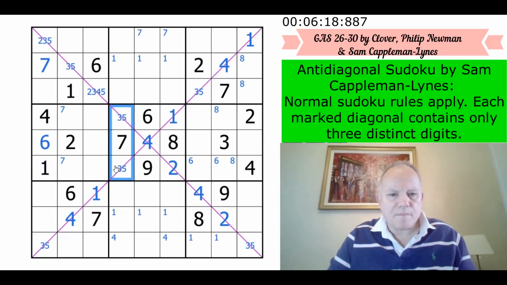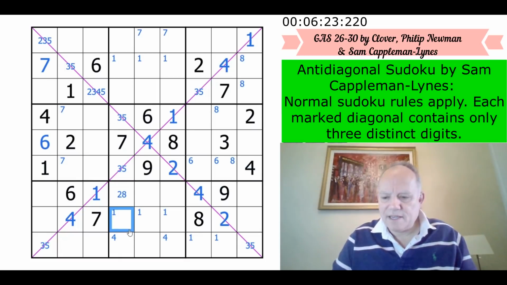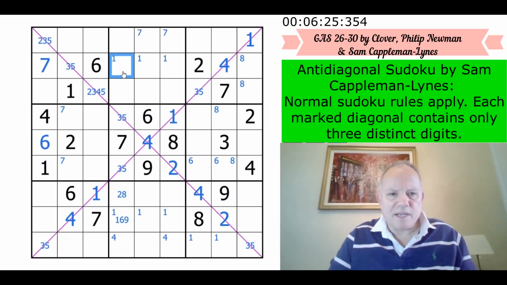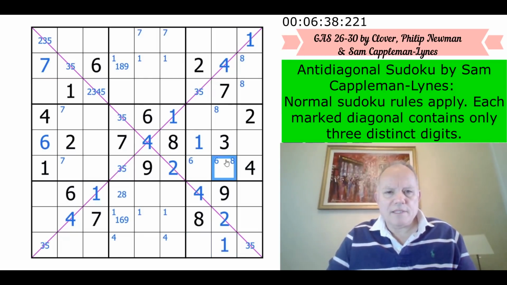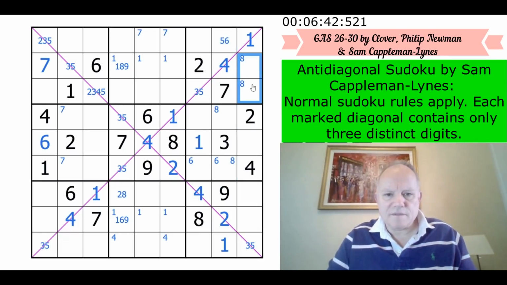Now, a 3, 5, 7 pair. Oh, nearly. Nearly gave me a naked single, but didn't. The 1 in the central row has to be there. Okay. 2, 9. So we've got 8, 6, and 5. That can't be an 8, because 8 is confined into those cells.